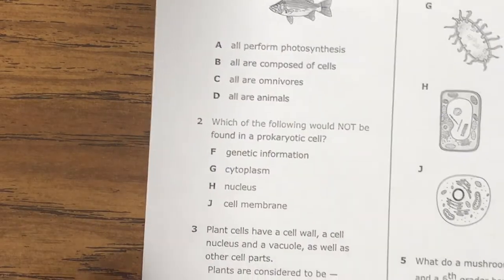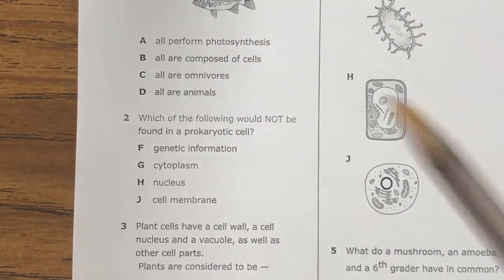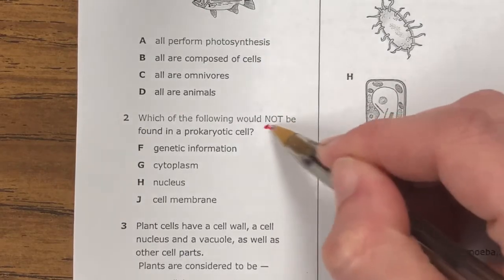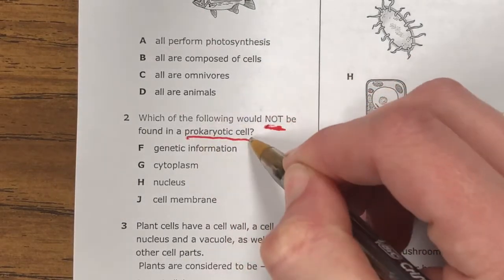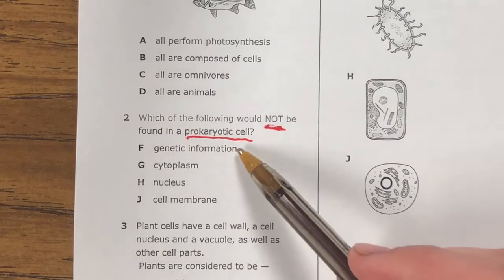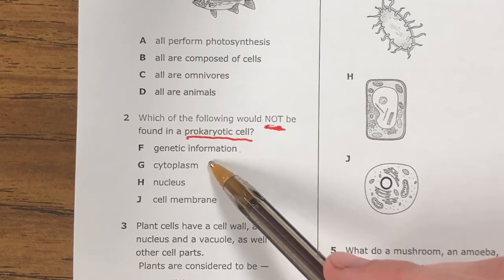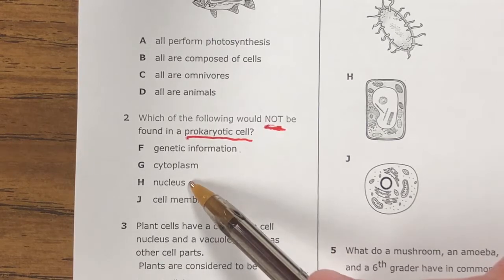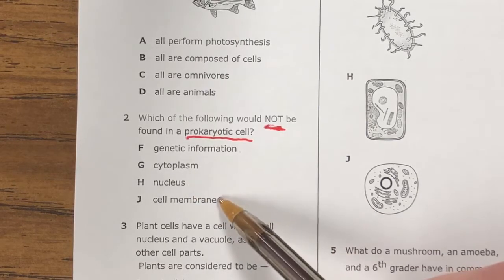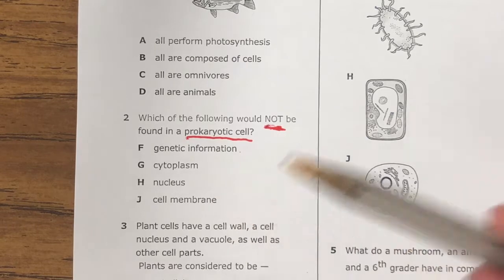Number two, which of the following would not be found in a prokaryotic cell? F, genetic information. G, cytoplasm. H, a nucleus. Or J, a cell membrane.